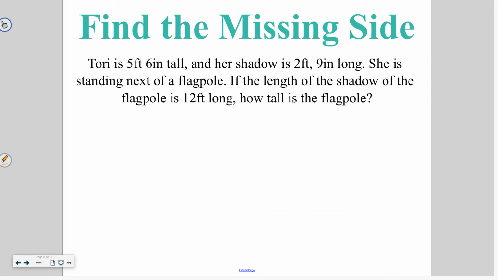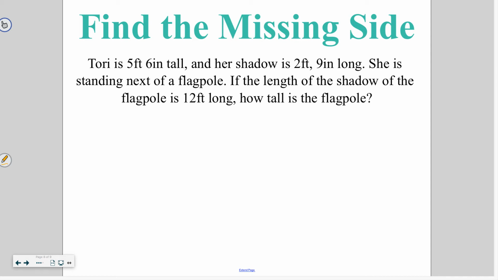Last thing we're going to talk about, a quick word problem. Tori is 5 feet 6 inches tall and her shadow is 2 feet 9 inches long. She is standing next to a flagpole. The length of the shadow of the flagpole is 12 feet long. How tall is the flagpole?